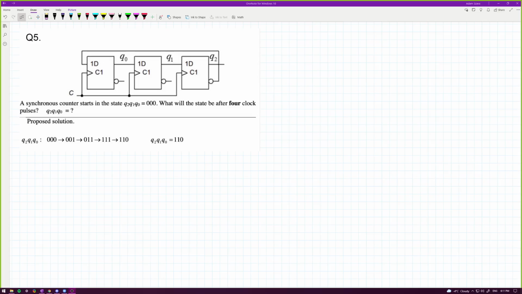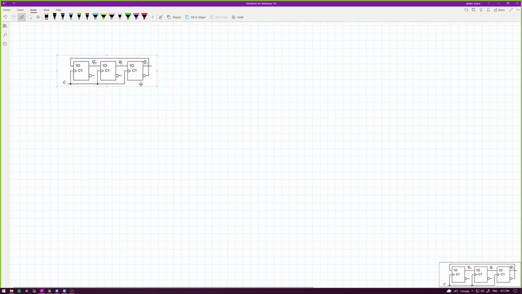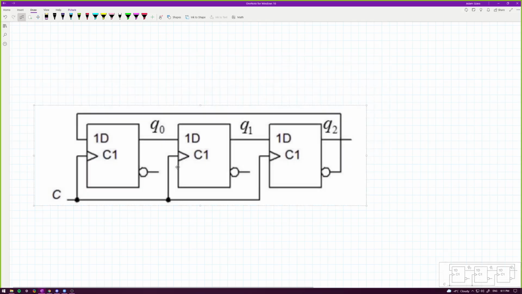Okay, let me clear my throat a little bit before we start. So we have a synchronous counter that starts with state 000. The question is, what will the state of the circuit be after 4 clock pulses? I'm going to take a screenshot of this part here and extend it a little bit so we can really see what's going on.